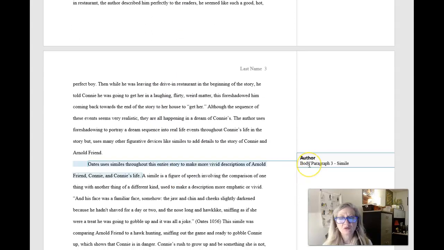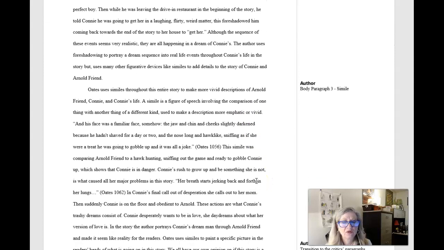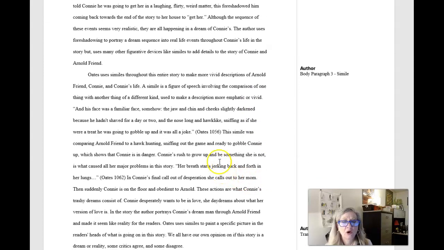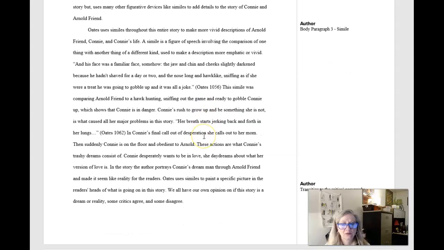And then it moves into the final body paragraph of the analysis, which discusses simile, a figure of speech involving the comparison of one thing to another. So the student then shows how Oates uses simile to show how Arnold Friend's face wasn't real, it was a mask, and explains that that device, again, shows that this is not reality we're dealing with, but this is fantasy, this is a daydream.